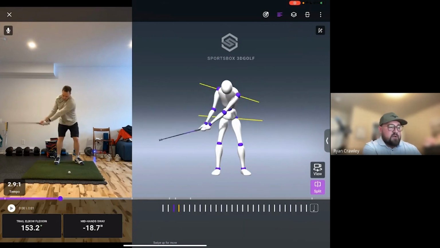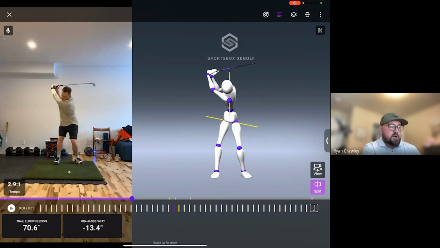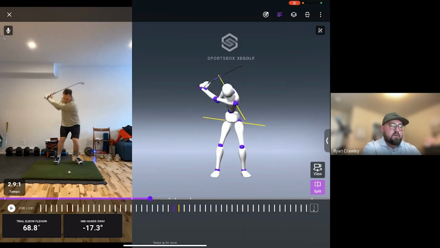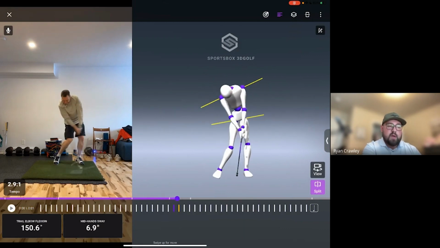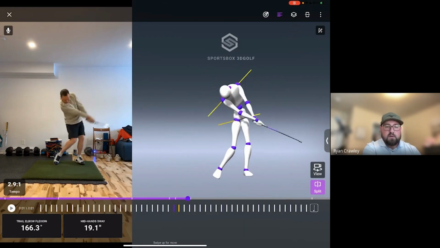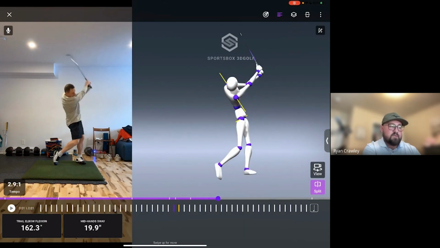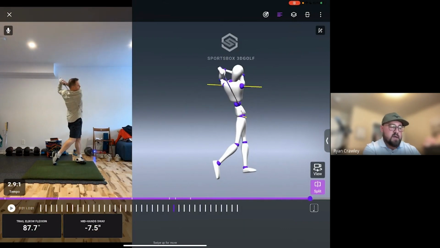So if you look at Frederick's swing basically a week later, you could see the difference. Now his trail elbow's at 70, so a little bit more extended. And then you can really see a difference in that mid-hand sway. Before he was at 8 inches, now he's at 13 inches. So he has a lot more width. And that allowed him to not go swaying as much on the way down. And that also helped him get rid of some of that inconsistency with that ball flight.